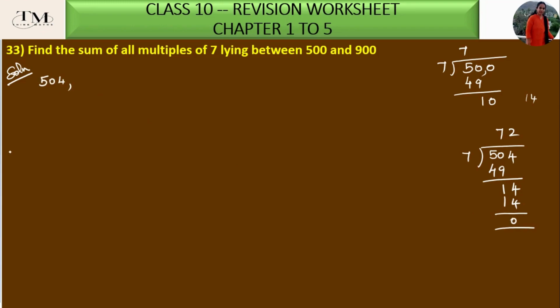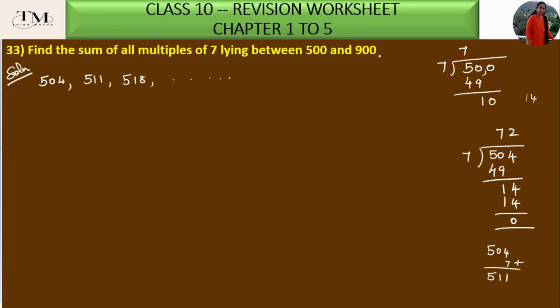What will be the next number? The next number will be obtained by adding 7, because they are all multiples of 7. So 504 plus 7. What is 504 plus 7? It is 511. The next number is 518.